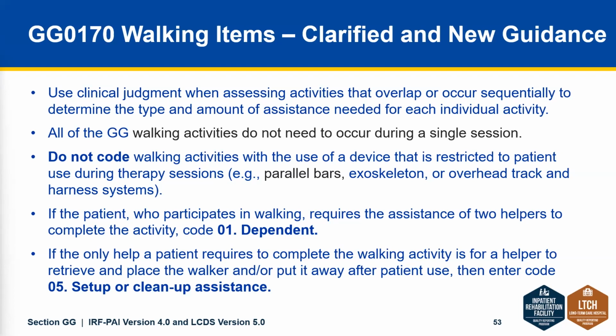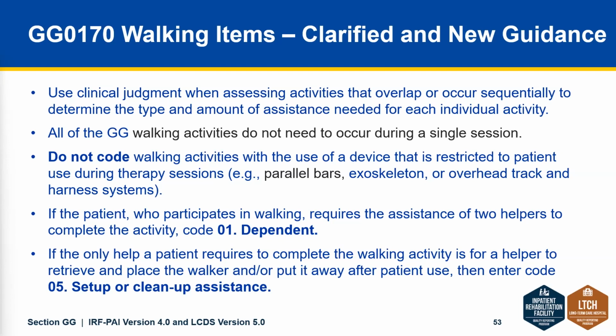While guidance states that activities may be completed with or without an assistive device, the walking activities cannot be coded with a performance code if the patient was only able to complete the activity using a device that is restricted to patient use during therapy sessions. Examples of these include parallel bars, an exoskeleton or overhead track, and harness system. So if a patient can only complete the activity by using one of those devices, then the activity has not been completed.